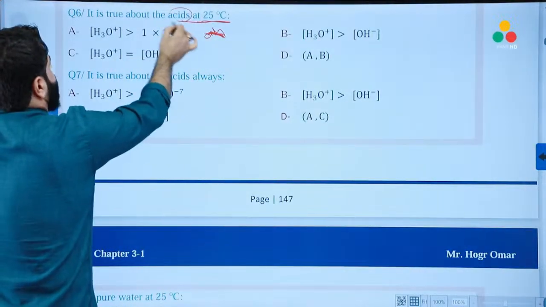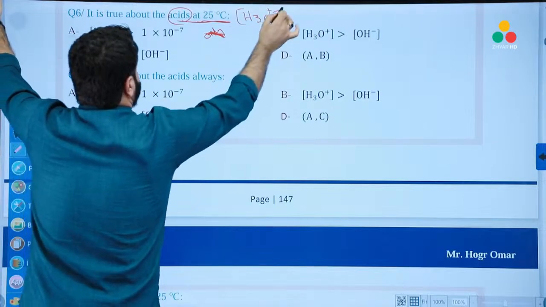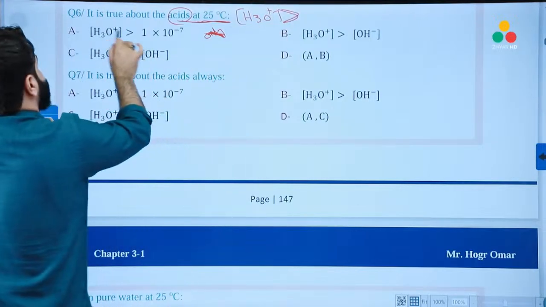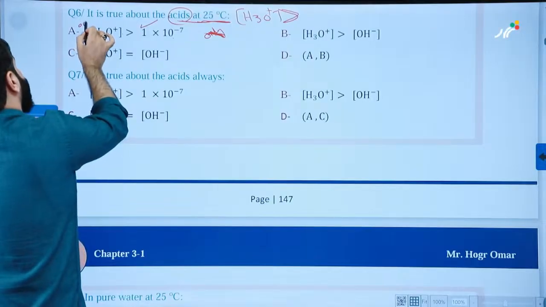Okay, for the acid, first of all, H3O must be here. Good. H3O is greater than this. Yup. This is only at 25.